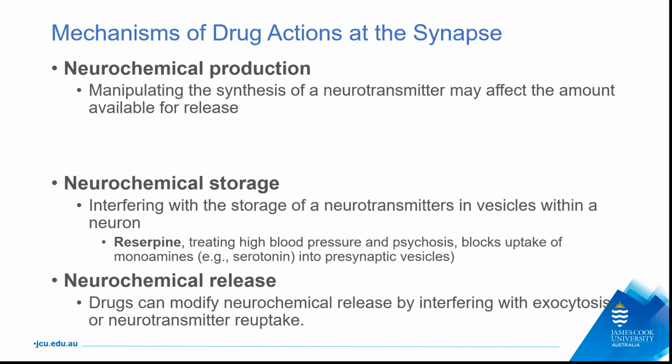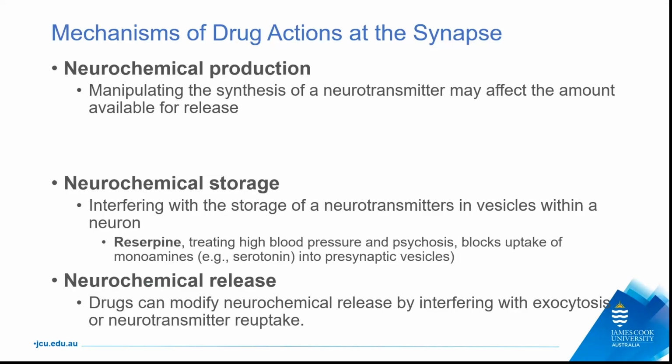So the first one is the synthesis of neurotransmitter. It may affect the amount available for release. Yeah. So the consumption of high carbohydrate foods leads to the generation of tryptophan, right? You drink a lot of milk, and that is synthesized into serotonin. So based on this theory, if you drink a lot of milk, you should feel good. Yeah? And neurochemical storage. So the keyword is always vesicles.